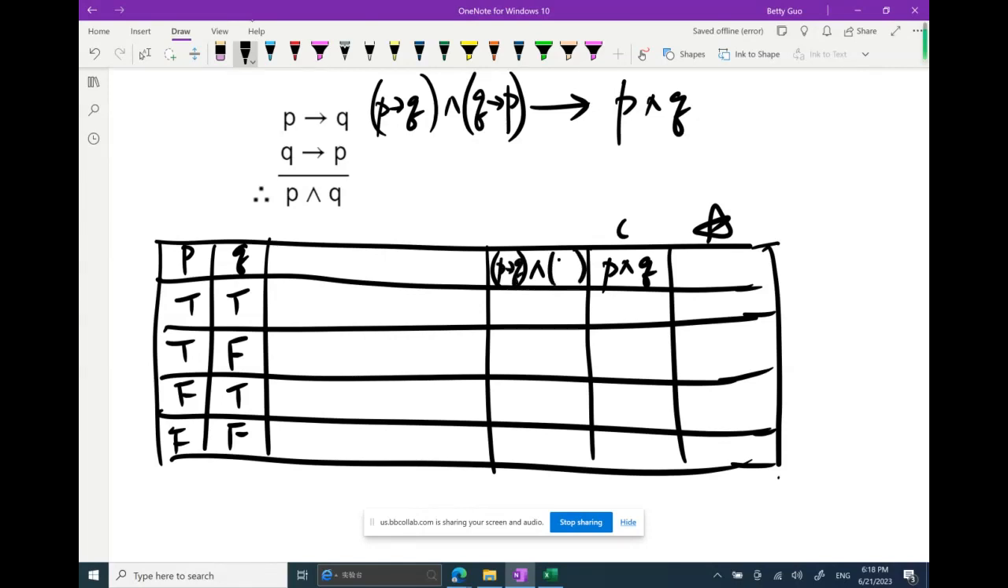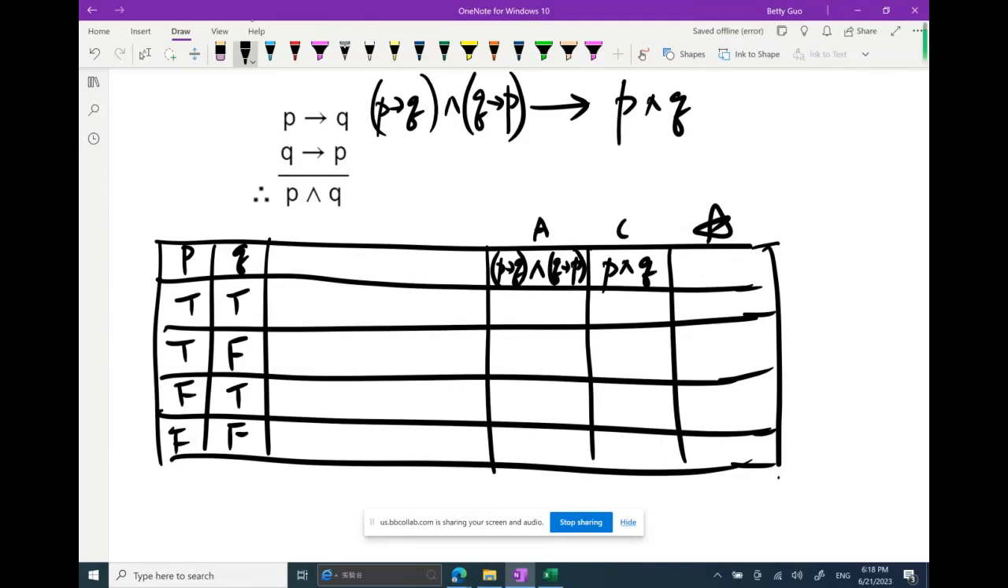P implies Q. Q implies P. That could only say that P and Q are equivalent. It does not necessarily say P and Q. Well, we'll see. Sometimes it's against your instinct, so we have to be very cautious, be careful.